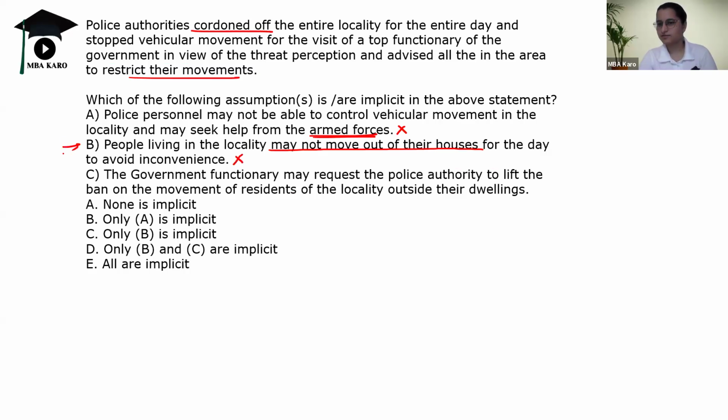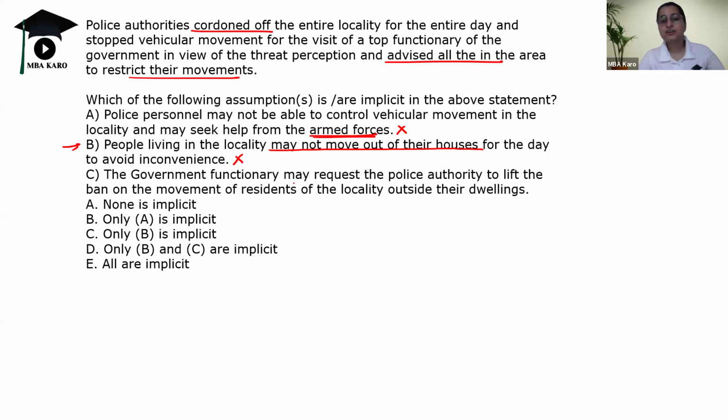This particular thing, why we are doing it. We are not thinking after what they are doing. Police authority is advising all in the area to restrict their movement. Why are they advising so? They are not advising because of the assumption that people may not move out of their houses, right? In that previous question, the option was people will follow the directive. Here, it is not the option. It is not that people living in the locality will follow the order of the police personnel. They are simply mentioning people living in the locality may not move out of their houses. See the difference? So this is just thought process and wordplay. If people will not move out, police personnel will not do all these efforts.